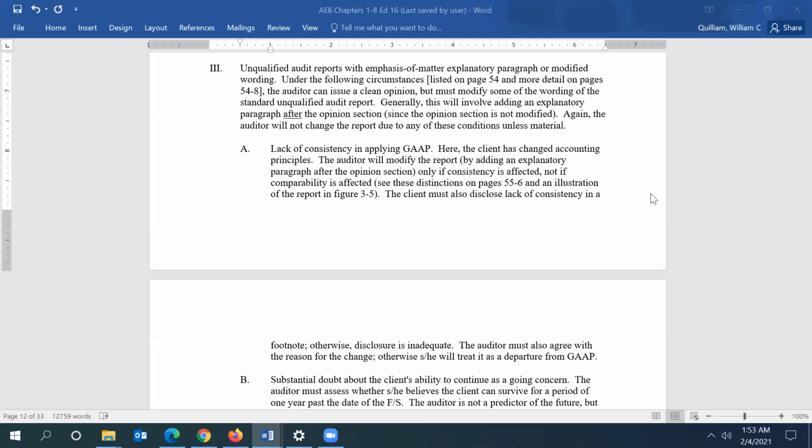By the way, the client must also disclose lack of consistency in a footnote, so a change of accounting principle, otherwise disclosure is inadequate. And the auditor must also agree with the reason for the change, otherwise treat it as a departure from GAAP. For example, if the client changes from LIFO for inventory valuation to FIFO for inventory valuation, the auditor must be convinced that the actual physical inventory flow is roughly first in, first out.